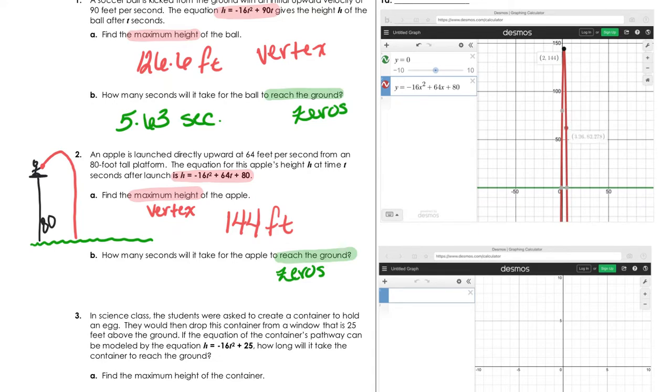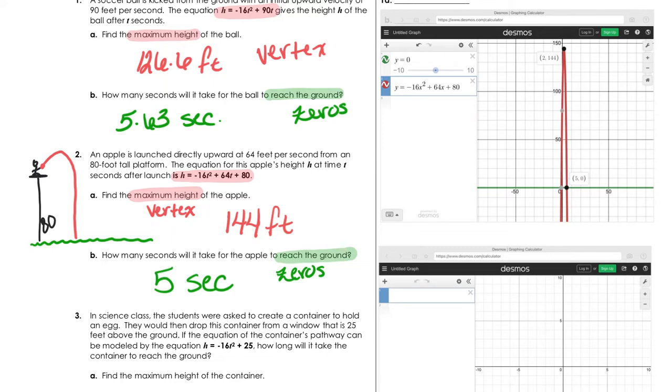So the apple's falling, the apple's falling, the apple's falling. And when it hits the ground, it has been a grand total of 5 seconds from the time I threw it up to the time it hit the ground. So for part B, how many seconds did it take the apple to reach the ground? It took 5 seconds.